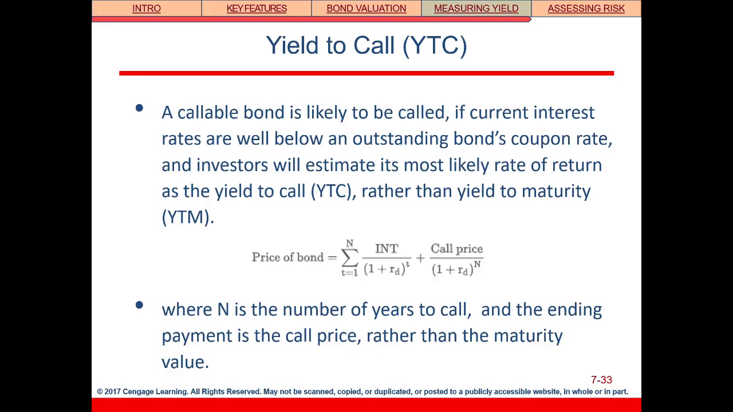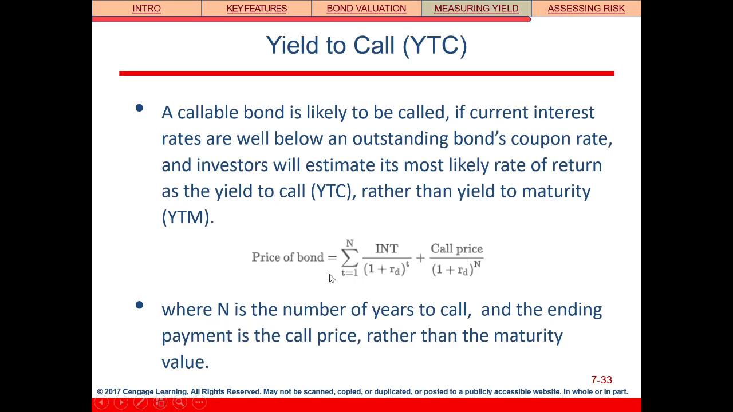A callable bond is likely to be called if current interest rates are well below an outstanding bond's coupon rate. An investor will estimate its most likely rate of return as the yield to call rather than the yield to maturity. So that's the meaning of yield to call, and it follows this equation.